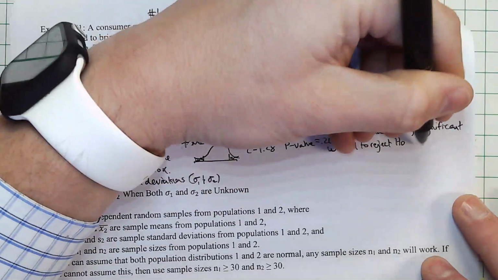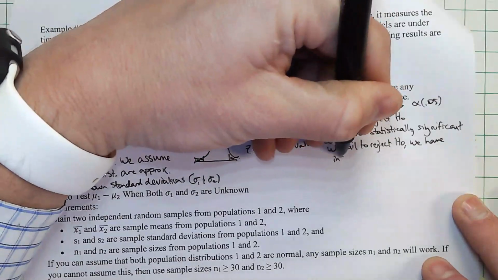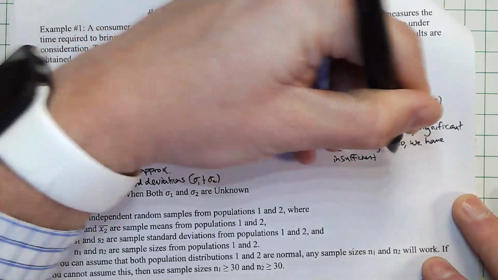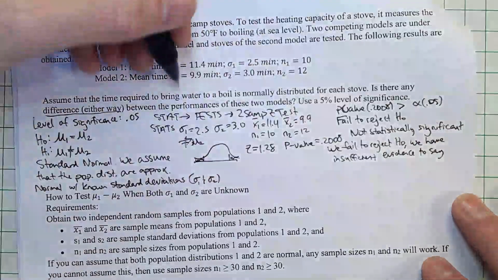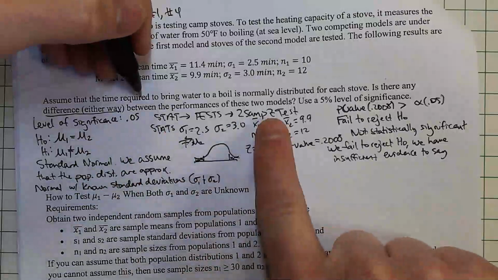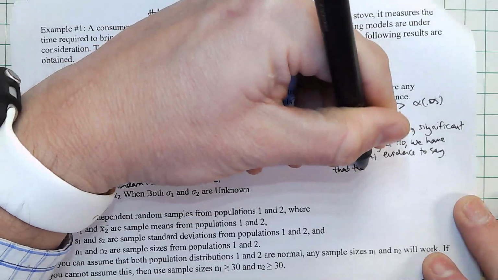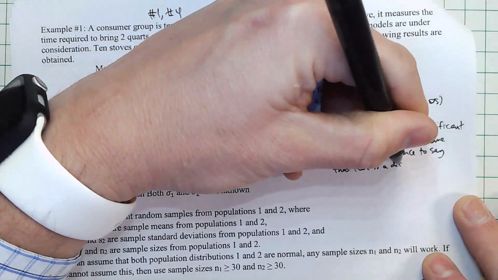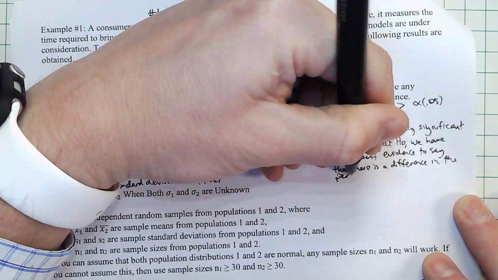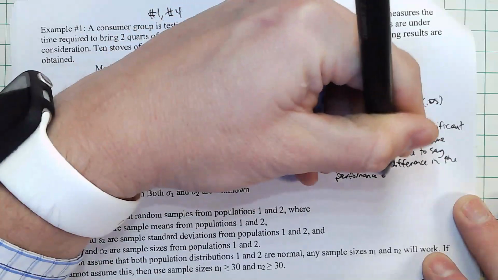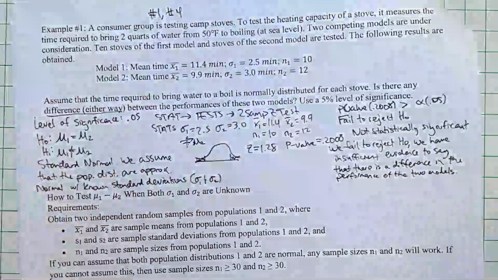And so when you fail to reject H0, we have insufficient evidence to suggest or to say that there's a difference between the performances of the two models. To say that there is a difference in the performance of the two models. That's really all you have to know.